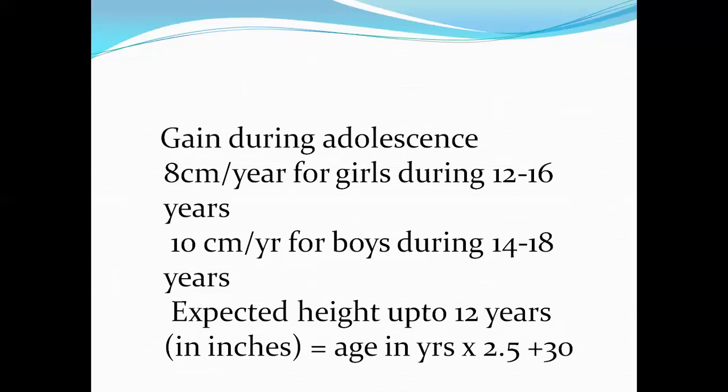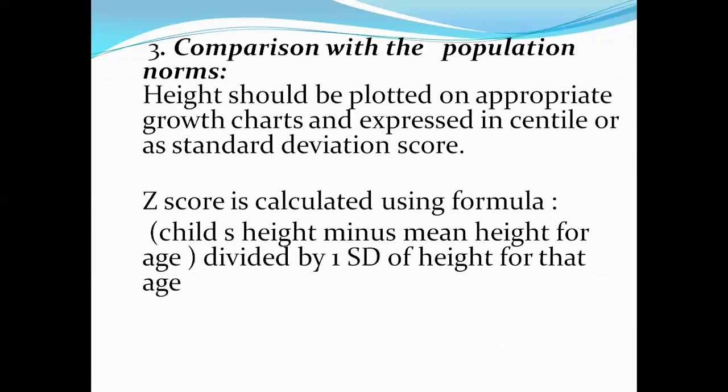And we can convert 45 inches into centimeters, it will turn out to be around 112 centimeters. Okay, comparison with the population norm. Height should be plotted on the appropriate growth charts and expressed in centile or standard deviation score. Now, Z score is calculated using the formula: child's height minus mean height for the age, to be divided by one studied SD of the height for that age.